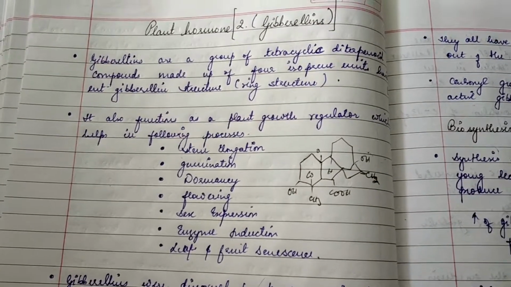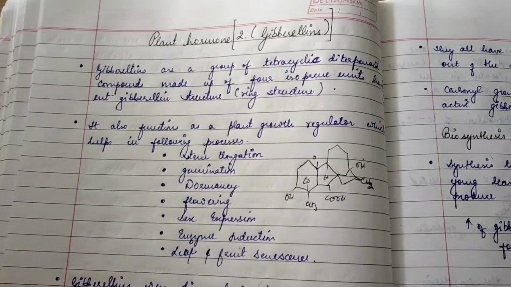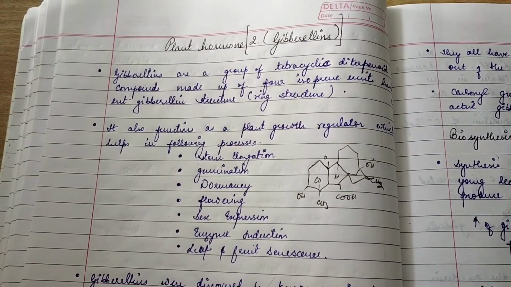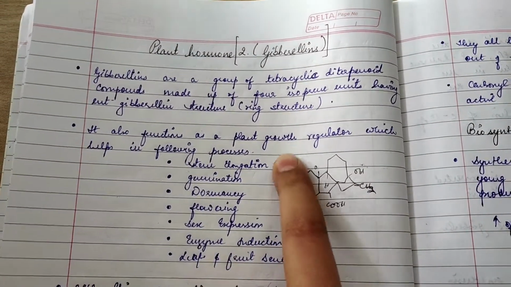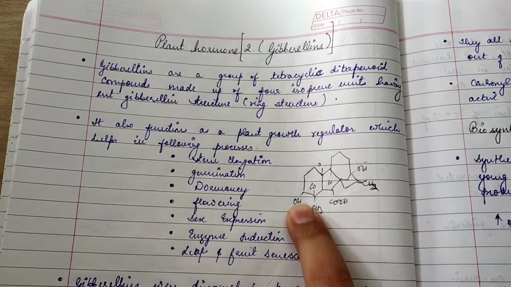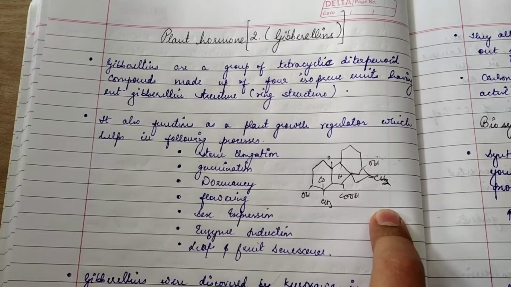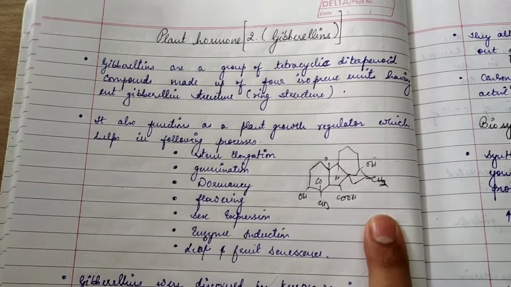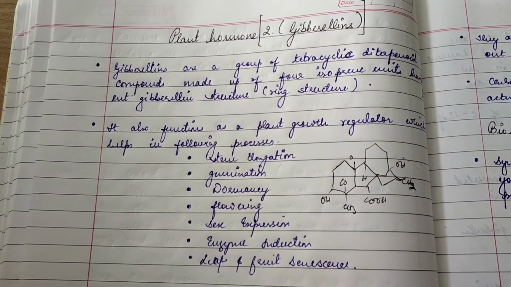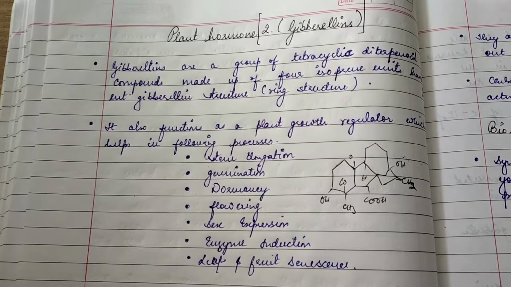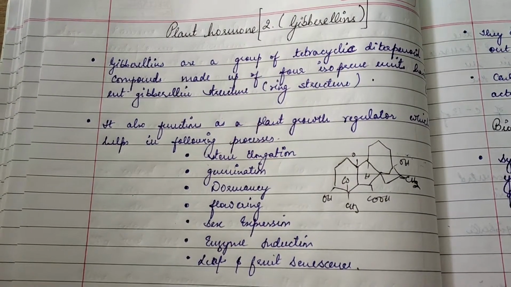So what are gibberellins? Gibberellins are a group of tetracyclic diterpenoid compounds which are made up of 4 isoprene units, having the ent-gibberellin structure, that is a ring structure. You can see here, this is a structure of gibberellin, that is GA. This is the word we are going to use, GA, the short form of gibberellin. So gibberellins are basically tetracyclic, diterpenoid compounds. Tetracyclic means 4 ring structures are present. And the ring structure determines that it is a type of gibberellin.